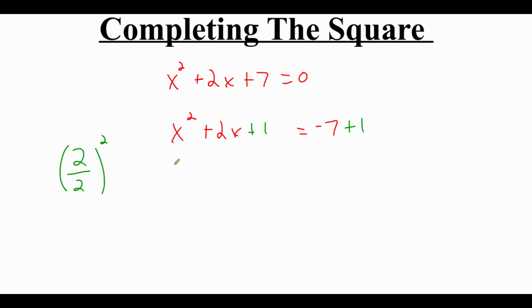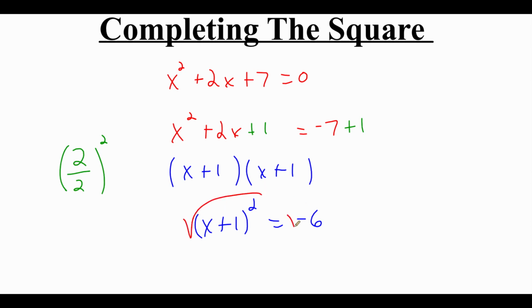On the left-hand side, I'm going to create my factor set. To multiply to 1 and add up to 2, we need x plus 1 and x plus 1. We'll shorten that to be x plus 1 squared. On the right-hand side, if I combine negative 7 and 1, I get negative 6. Now, when I square root both sides, I have to be careful on the right-hand side because now we've got a negative 6. So the left-hand side is going to be x plus 1. The right-hand side is going to be plus or minus i root 6 because of that negative 6 underneath my radical.